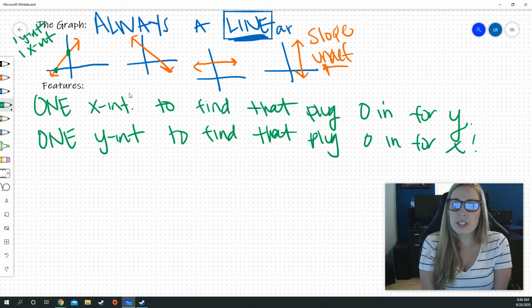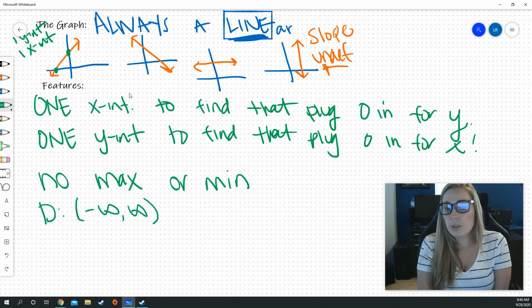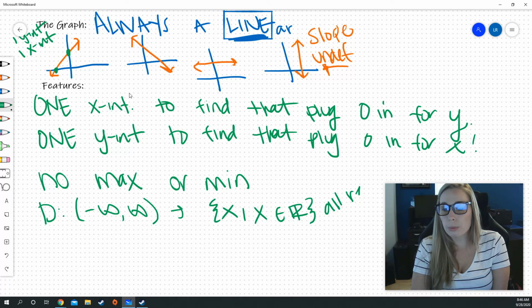Okay, features, it's always a line. It has one x-intercept, one y-intercept. There are no curves. There are no maxes or mins. Your domain is always going to be negative infinity to infinity, which means in set builder notation, x such that x is an element of the real numbers. Your domain is always all real numbers.